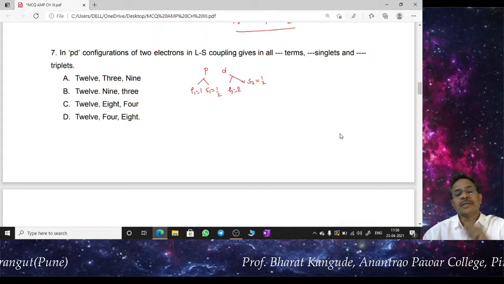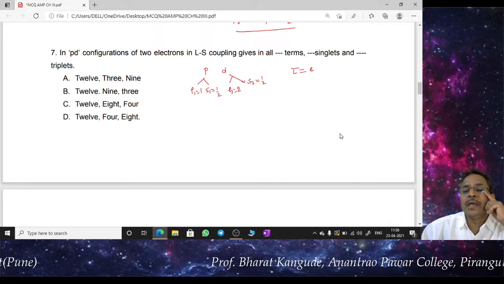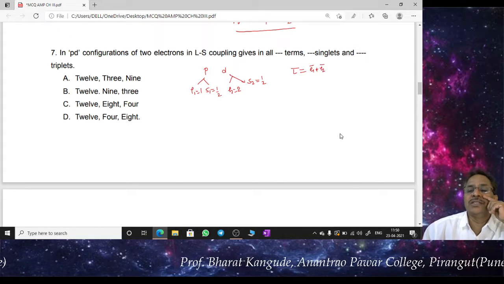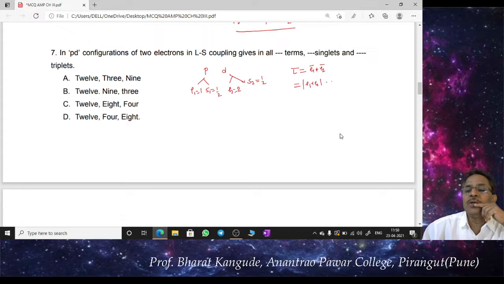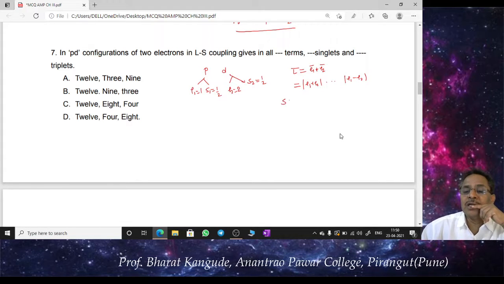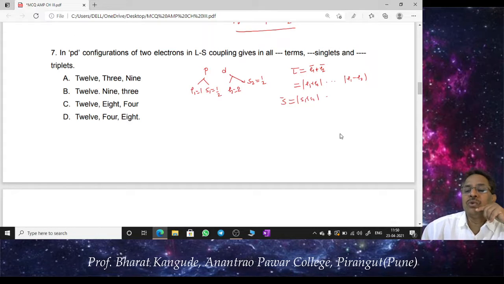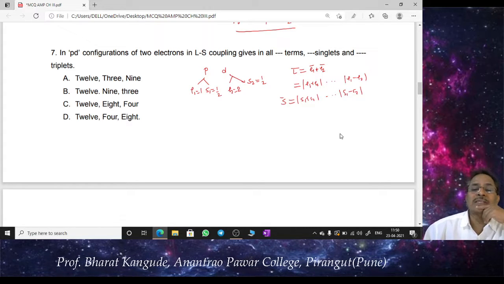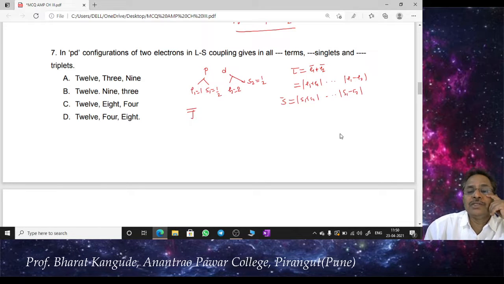So when I use this LS coupling scheme, I have to add, capital L is given by L1 bar plus L2 bar. This addition is a vector addition, and that gives you a maximum value of L1 plus L2 to a minimum value of L1 minus L2. According to that we calculate L. Similar is to be done for S. S bar is also given by S1 plus S2 up to S1 minus S2. That way we calculate L and S, and when we add capital L and capital S, we get capital J values.